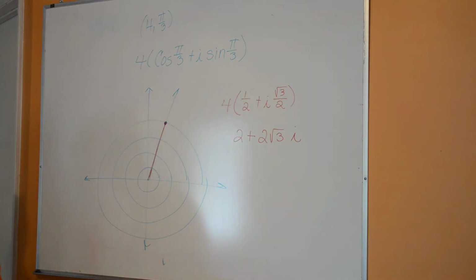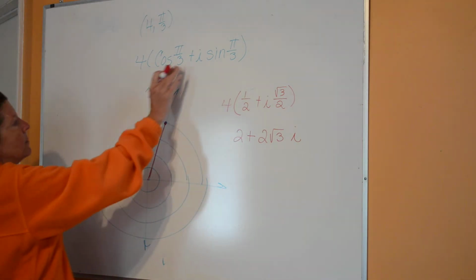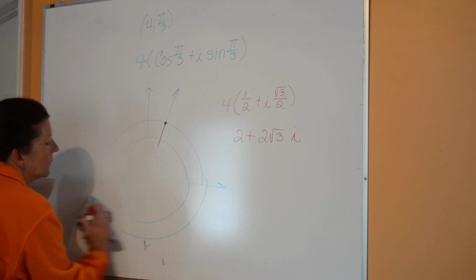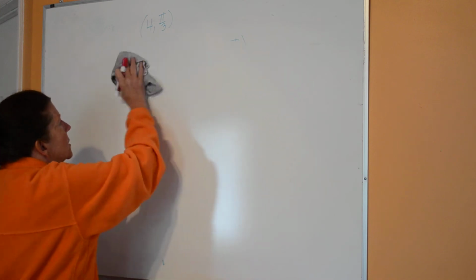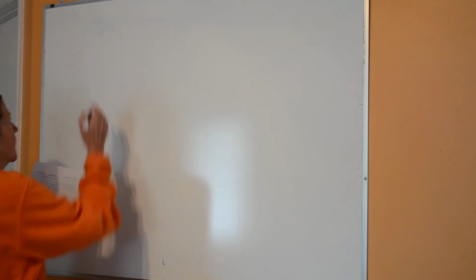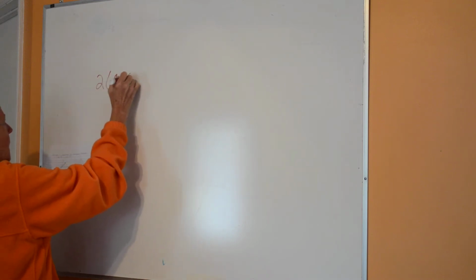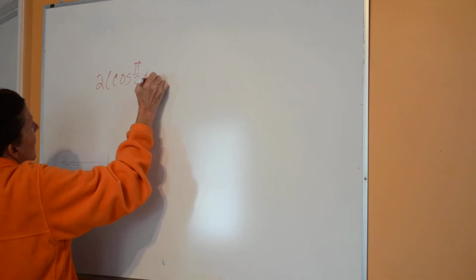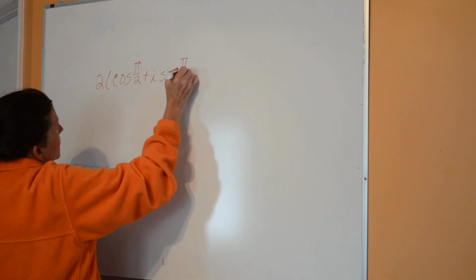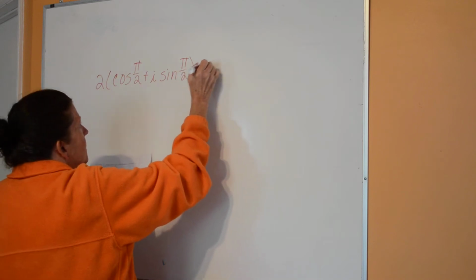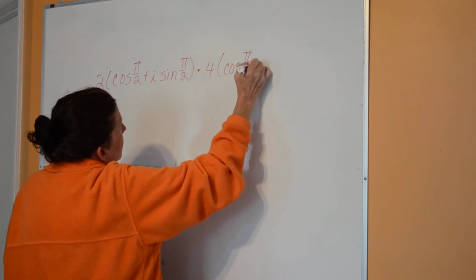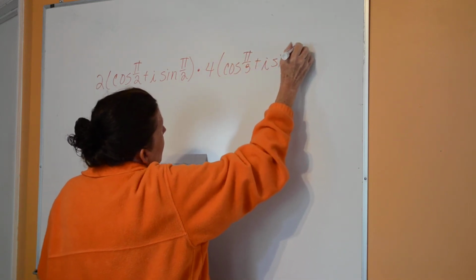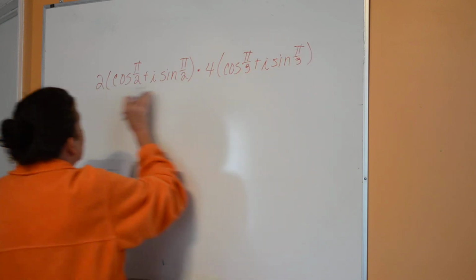All right, section 9.7, we began to multiply and divide by these. And if you remember, there's a particular form or pattern that you do in order to do that. So let's say that I start out with 2 times the cosine of pi over 2 plus i times the sine of pi over 2. And I'm multiplying here times 4 times the cosine of pi over 3 plus i times the sine at pi over 3. And you could do the shortcut form on those two.